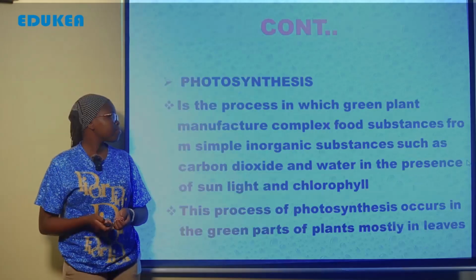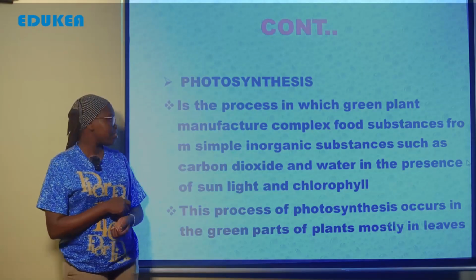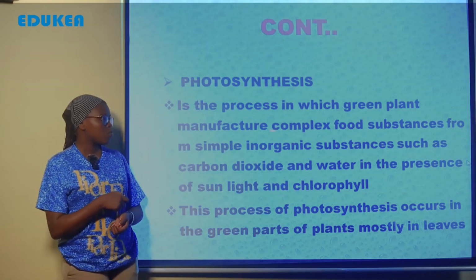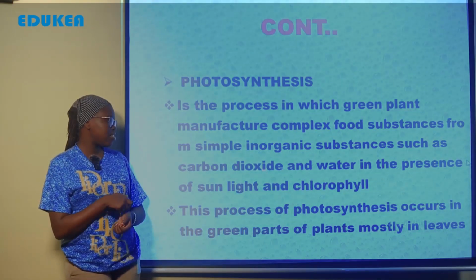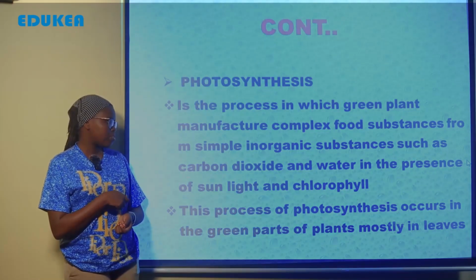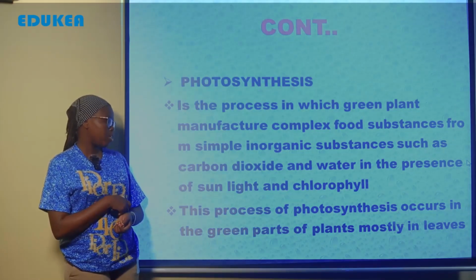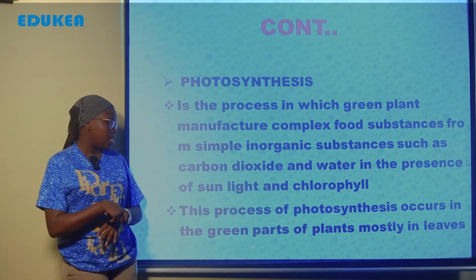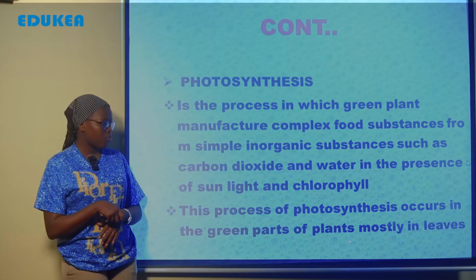Now, what is photosynthesis? It's a process in which green plants manufacture complex food substances from simple inorganic substances such as carbon dioxide and water in the presence of sunlight and chlorophyll. This process of photosynthesis occurs in the green parts of the plant, mostly in the leaves.